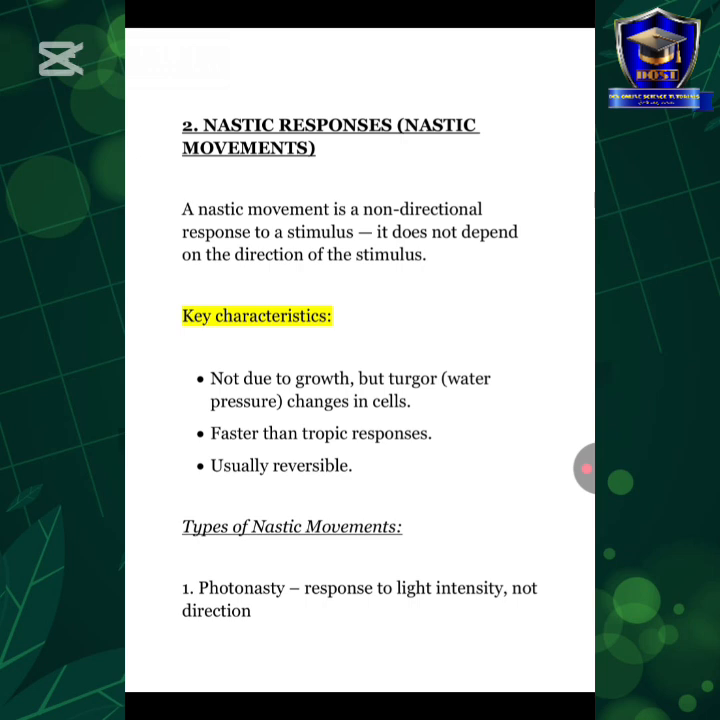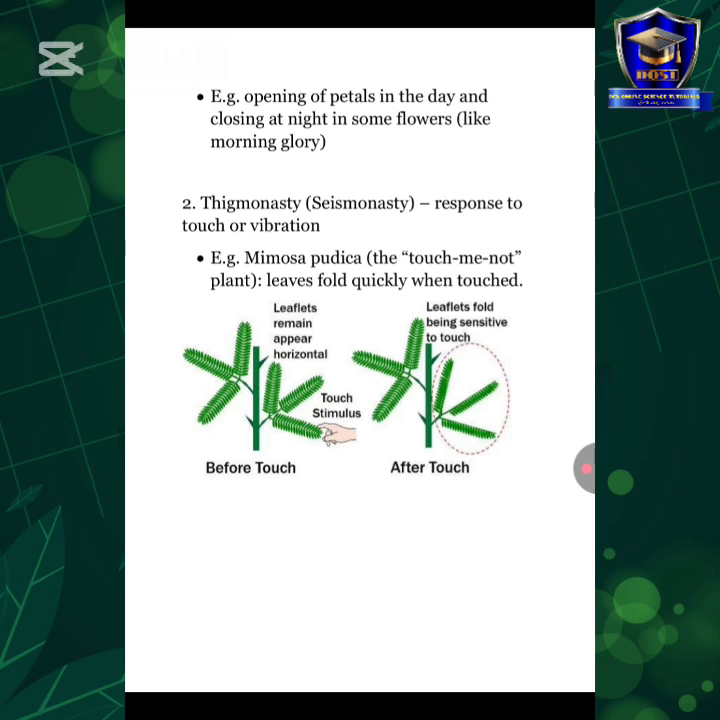Okay, so you can see the common type we usually have is number one, photonasty. Remember that photo means light, so that's nastic movements in response to light. Okay, so you can see the example, the opening of petals in the day and closing at night in some flowers. I believe you know that there are some flowers that open up every morning and in the evening they will close up. Why? It is because in the morning light begins to show up and so the flowers will open. So when the flower opens, are you telling me now that the flower is moving towards light or away from light? It is not. It is just responding to the intensity of light. So because there's light, it will open up, and when light goes off, it will close up again. So that's not a response to direction. It's not going towards it. It's not going away from it. It's just responding. Okay, so that one is called photonasty.